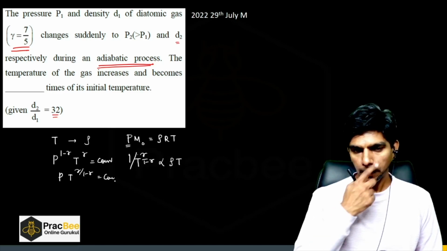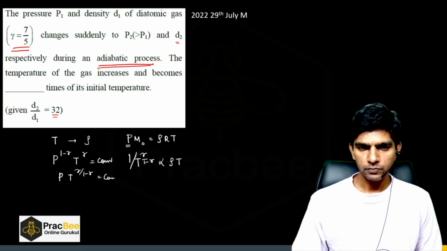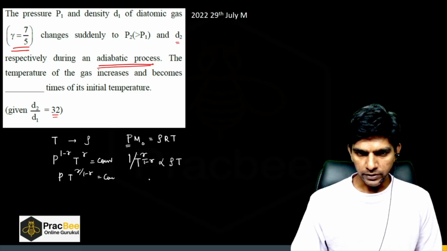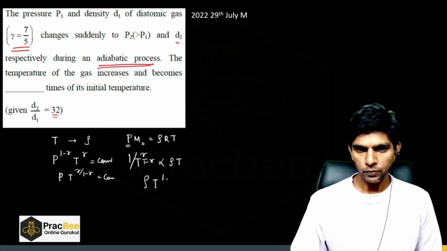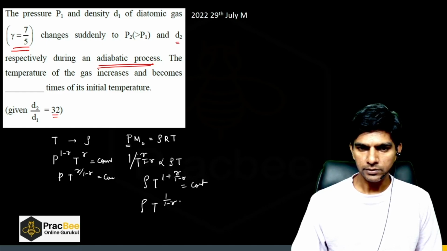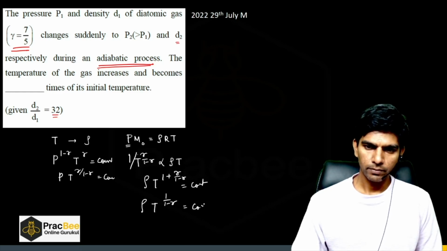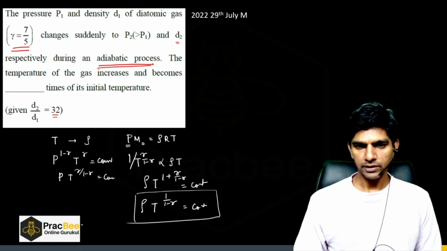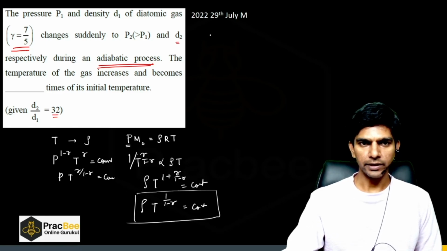So P can be written as 1 by T raised to power gamma upon 1 minus gamma. So let us simplify this. Rho T raised to 1 plus gamma upon 1 minus gamma is constant. So this can be written as rho T raised to 1 upon 1 minus gamma, right? So this is the relation between the density and the temperature.